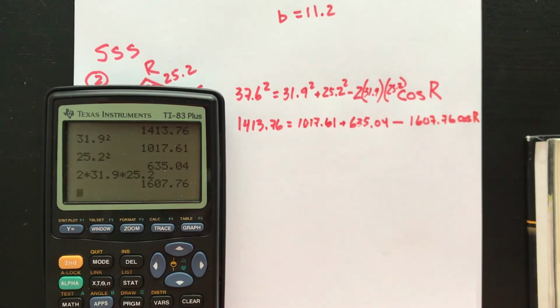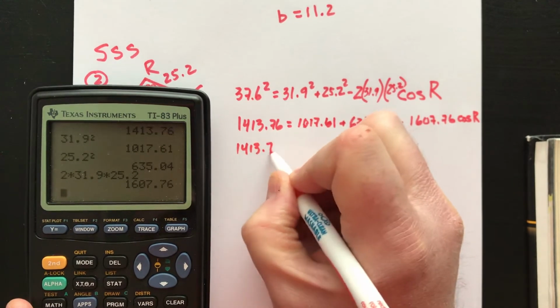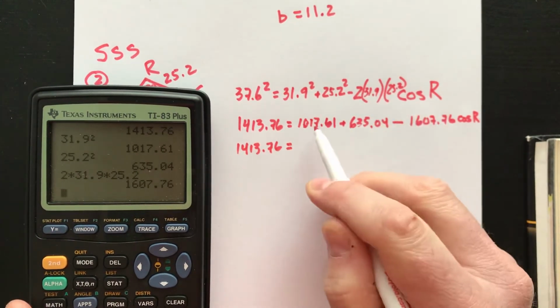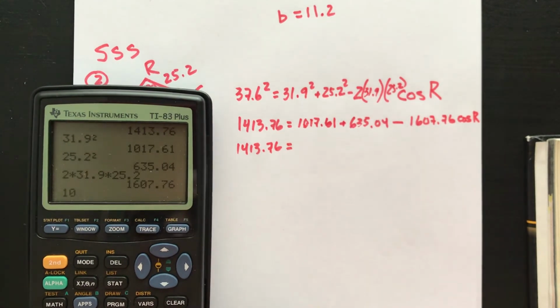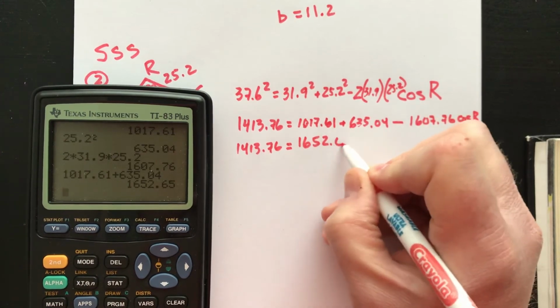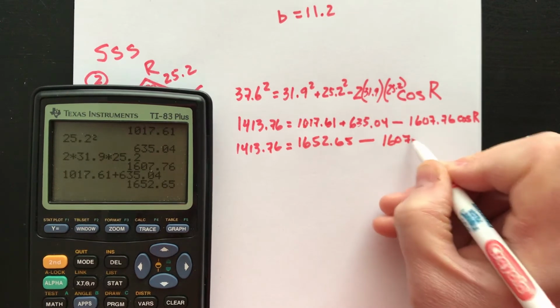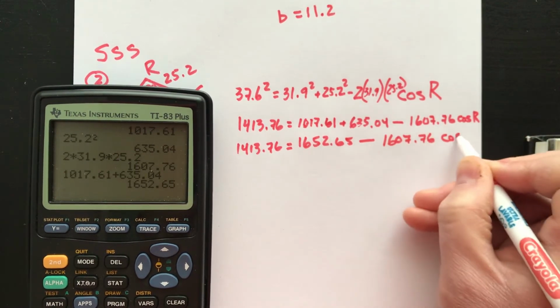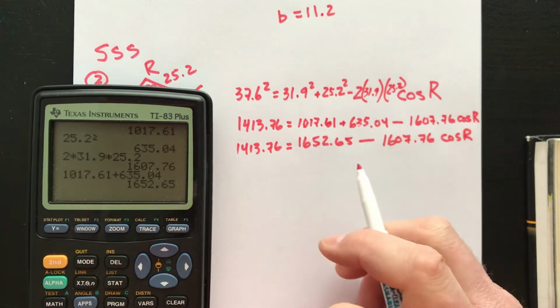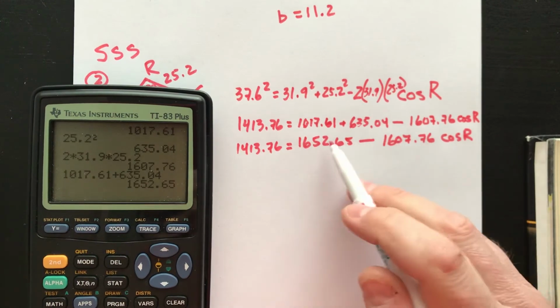A lot of big numbers there. So let's just start getting this going. So the 1413.76, I'm going to leave that alone. I'm going to add these two numbers together. 1017.61 plus 635.04 equals 1652.65 minus, bring the minus down, 1607.76 cosine of r. Now, I need to isolate this cosine of r because remember, I cannot subtract these two numbers.